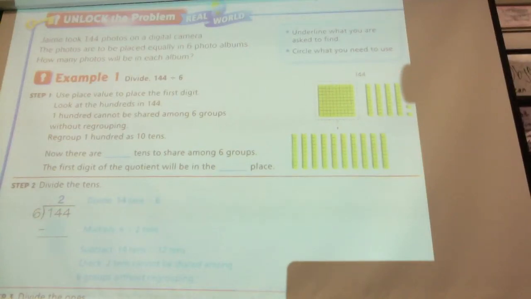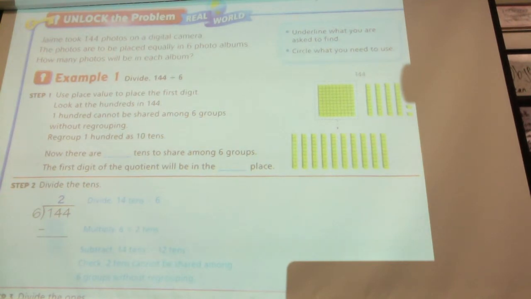Jamie took 144 photos on a digital camera. The photos are to be placed equally in 6 photo albums. How many photos will be in each album? So we're going to be dividing 144 divided by 6.